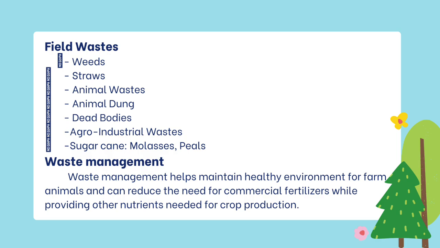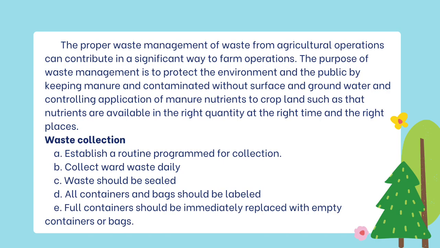Waste management. Waste management helps maintain a healthy environment for farm animals and can reduce the need for commercial fertilizers while providing other nutrients needed for crop production. The proper management of waste from agricultural operations can contribute in a significant way to farm operations. The purpose of waste management is to protect the environment and the public by keeping manure and contaminated water out of surface water and groundwater, and controlling application of manure nutrients to cropland so that the nutrients are available in the right quantity at the right time and the right place.